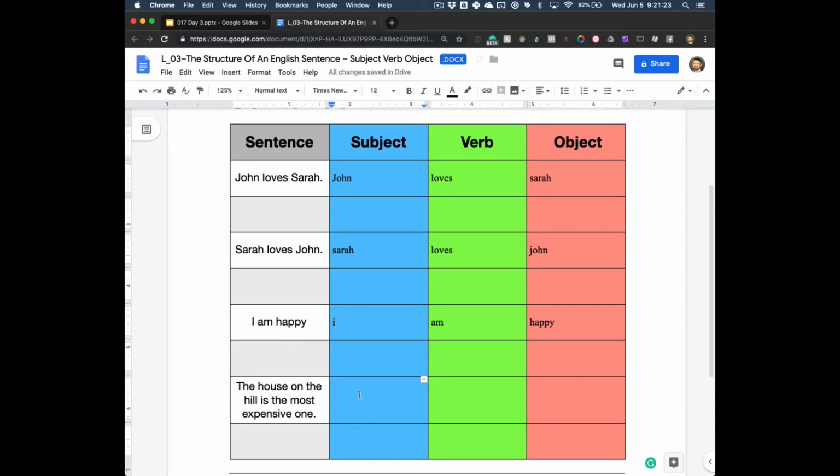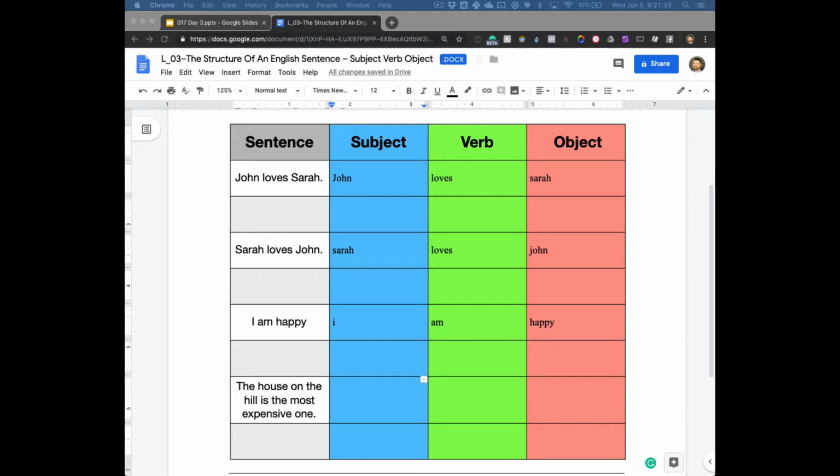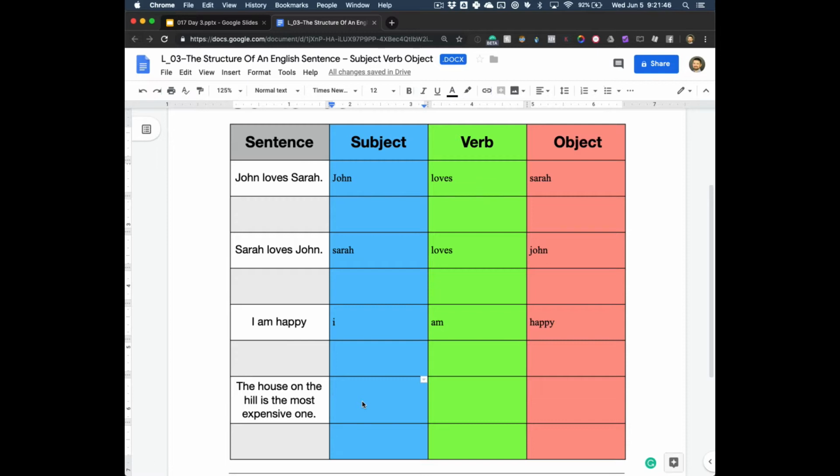Okay, this one's bigger on purpose. Okay? The house. What is the subject? The house on the hill. What do you guys think? What is the subject? Is it the house, or is it the house on the hill? On the hill. The house on the hill. Yeah, on the hill. Good, yes. But is it the most expensive one? The most expensive one. Good.